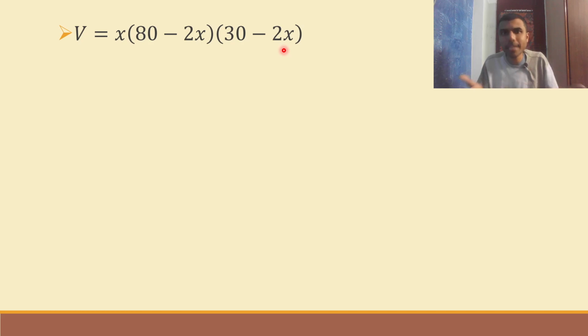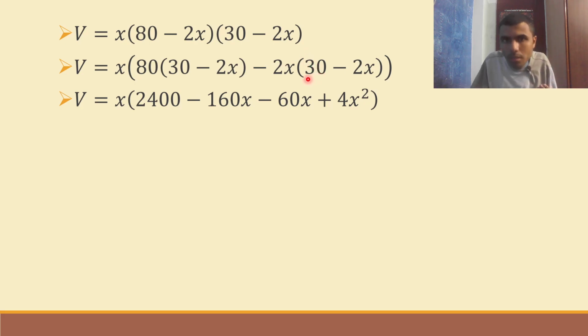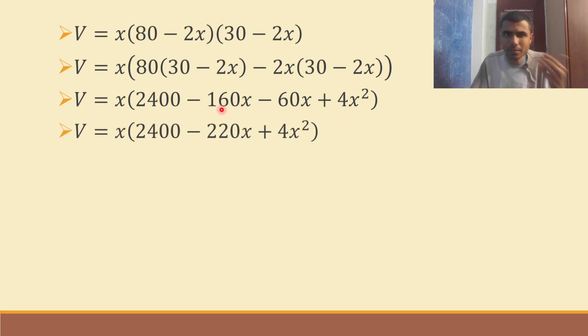First, let us simplify this. So 80 into the second bracket minus 2x into the second bracket. 80 into 30 is 2400. 80 into minus 2x is minus 160x. Minus 2x into 30 is minus 60x. Minus 2x into minus 2x is plus 4x square. Now write 4x square, minus 160x minus 60x, which is minus 220x.